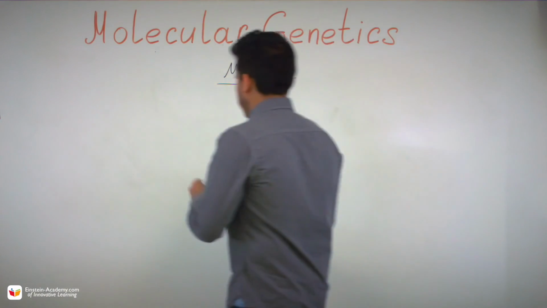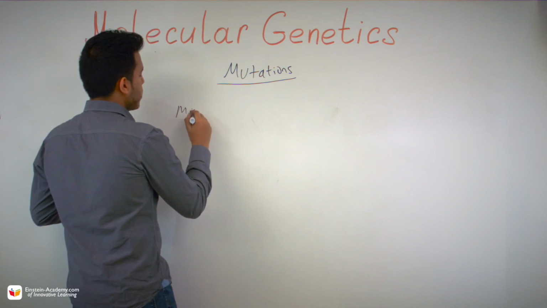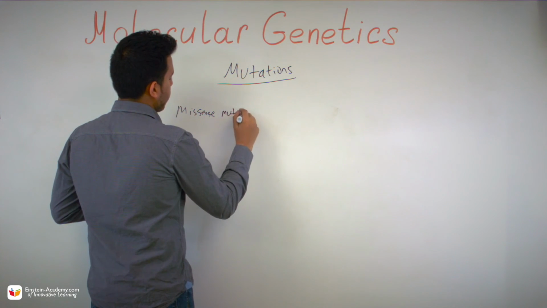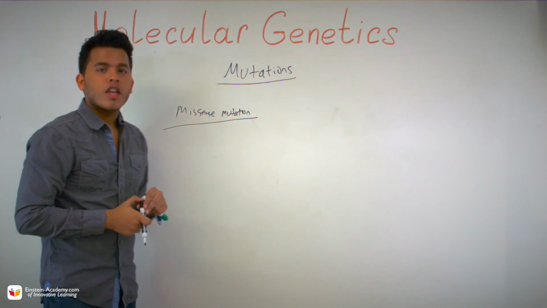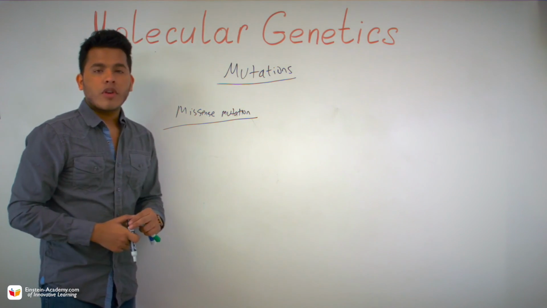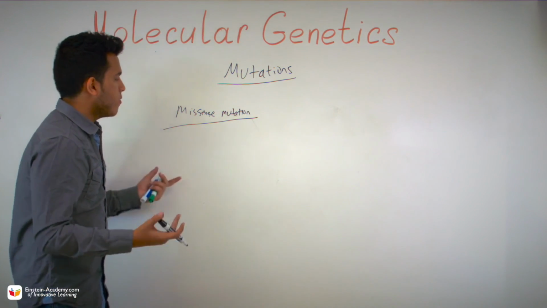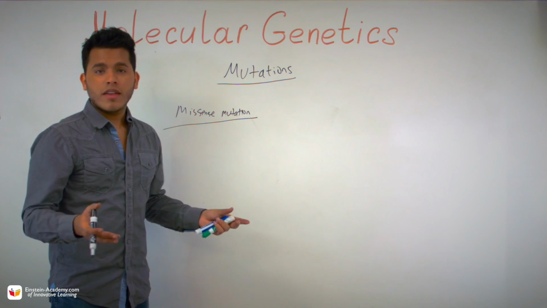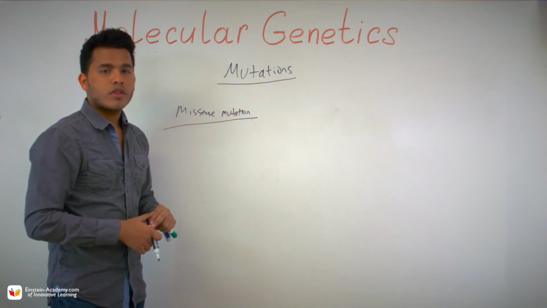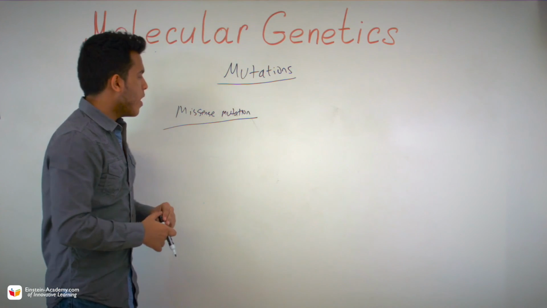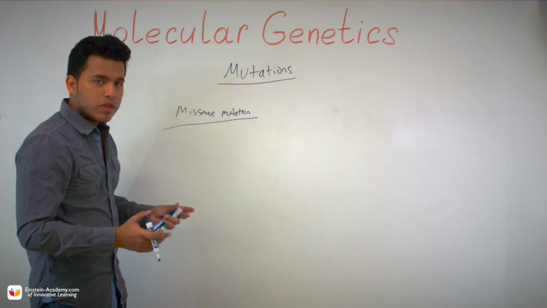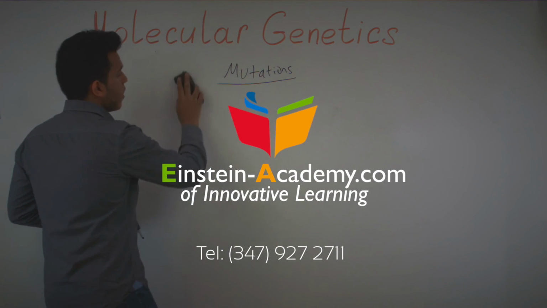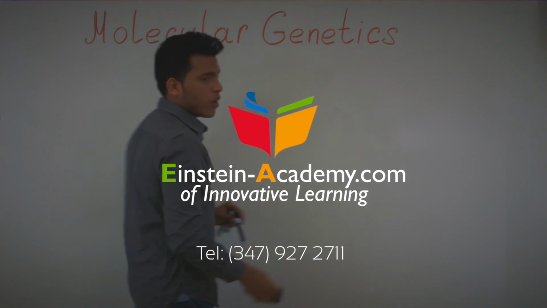So we have frameshift mutations, we have nonsense mutations, and now we have a missense mutation. With a missense mutation, once again, you have substitution. However, it may or may not code for a stop codon. It might not even change the protein function, or it might critically change the protein function. We don't know. But this is what a missense mutation is. So we've talked about frameshift, nonsense, and missense mutations. These are some of the mutations that you should be aware of. In the next video, we're going to talk about transcription.